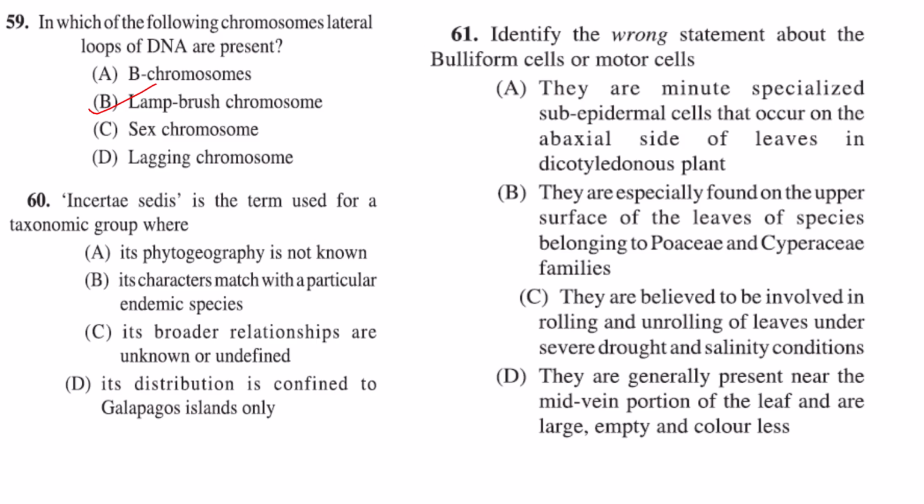Incertae sedis is the term used for a taxonomic group where its broader relationships are unknown or undefined. Answer is option C.